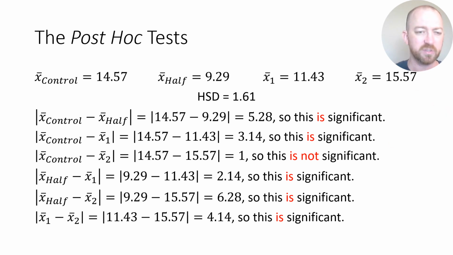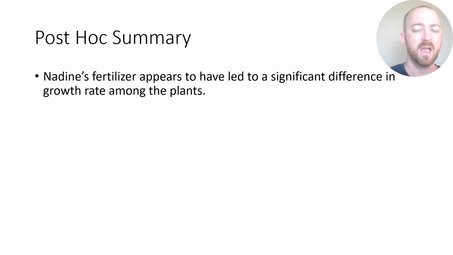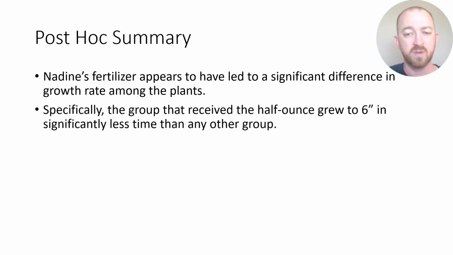Okay, so now let's put this all together. As we can see here, we already knew that Nadine's fertilizer had some effect on the plants. We knew that from the omnibus test, from the original test, without even doing the post hoc analyses. But what we didn't know is, did it make it worse overall? Did it make it better overall? Or what? Now we know not only did it have a significant difference, but we also know that the half ounce group mixture was more effective than any other mixture that we had, including the control group.